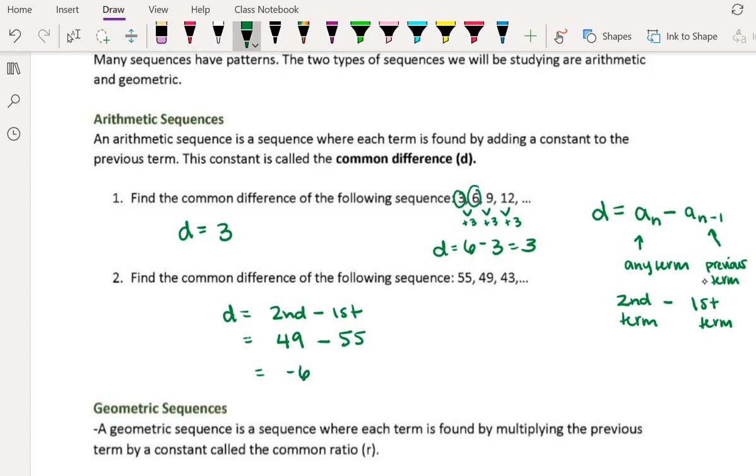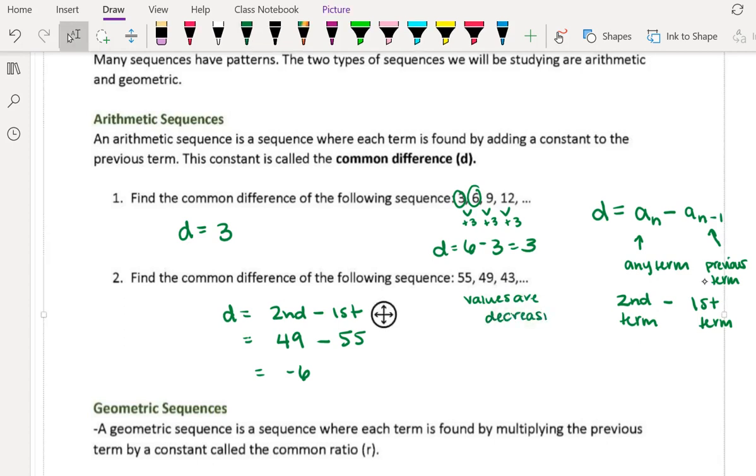The common difference can be negative because in this case, notice how the values in my sequence are decreasing. Because the values are decreasing, then I have a negative common difference. Okay, so the d value is going to be negative.